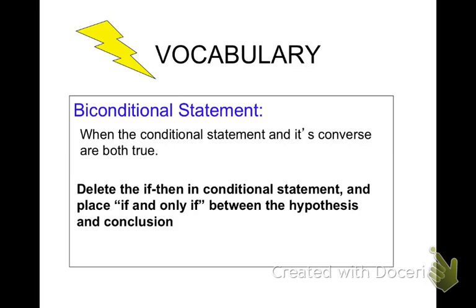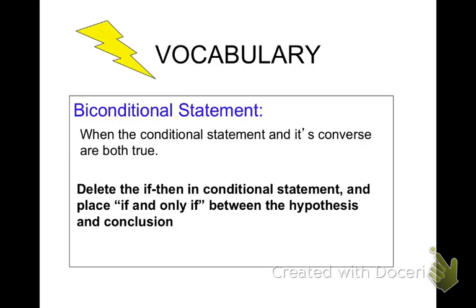Yeah, I would. So delete the if and then in the conditional statement, and then place if and only if between the hypothesis and the conclusion. Keyword on the word between. Some students will put the if and only if in the front, and they're going to get it wrong. It needs to go in between the hypothesis and the conclusion.